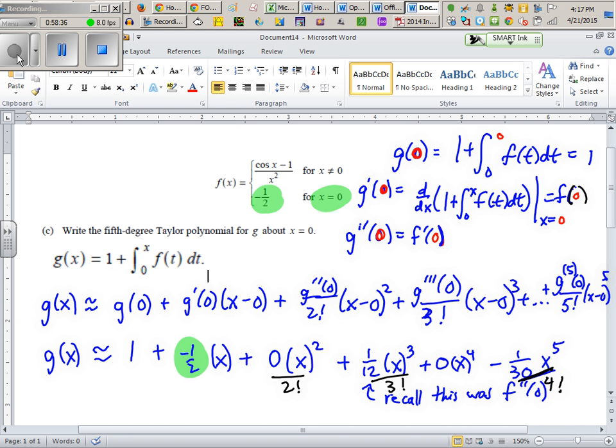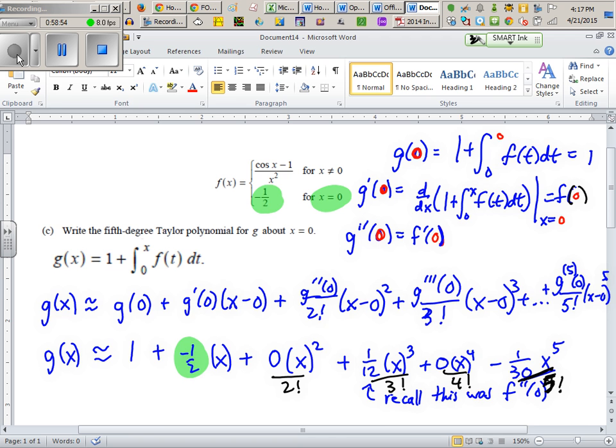Did anyone get that 1/30th? I got it on my paper here, and it's over 5 factorial. I forgot to put the 4 factorial in. Did anyone else get the 1/30th? Lauren got it. I'm just curious. Okay, it just kind of depends on how carefully you wrote it out.